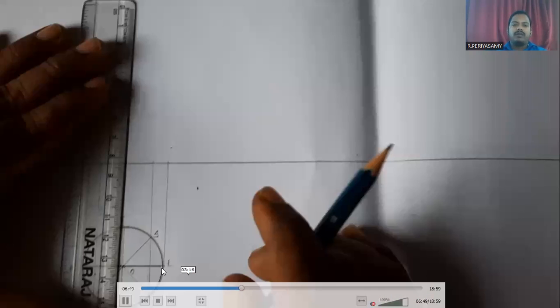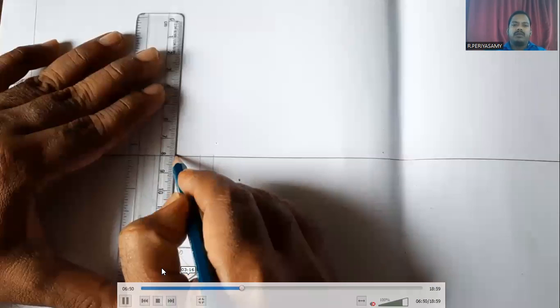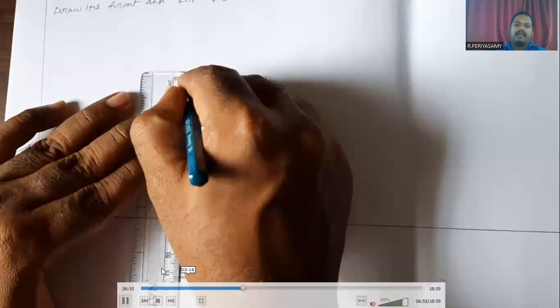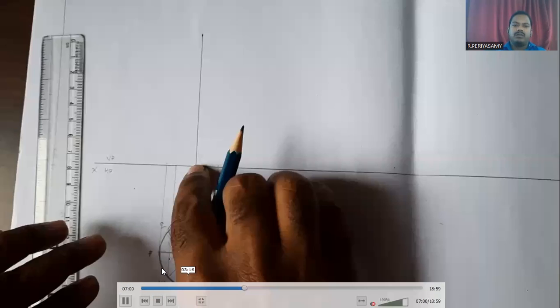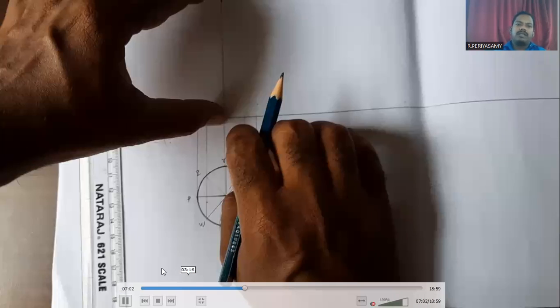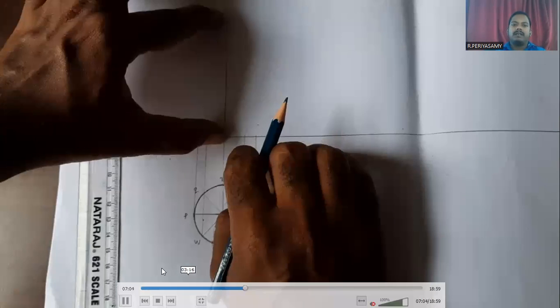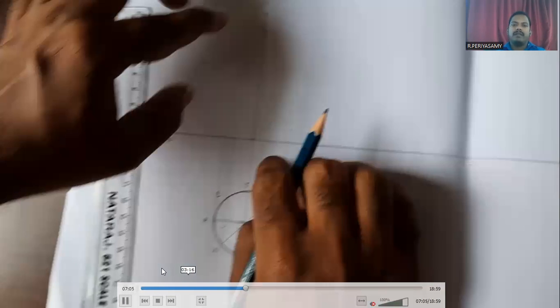The height of the cone is 80 mm. So we have to measure the 80 mm from the center line. Now we draw the center line of the cone. The top portion is called the apex or vertex. That point is denoted as O dash.